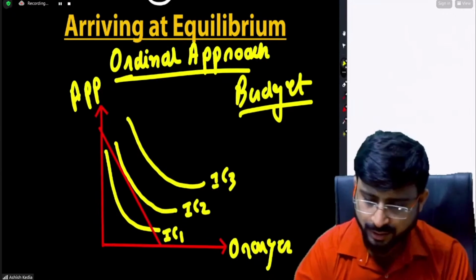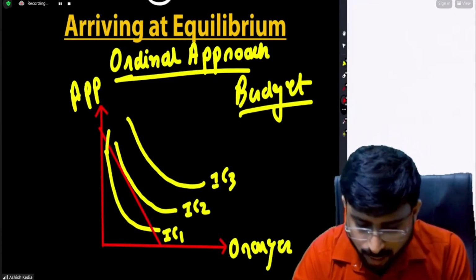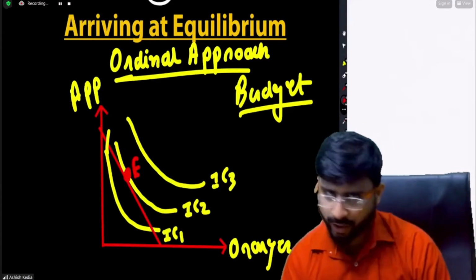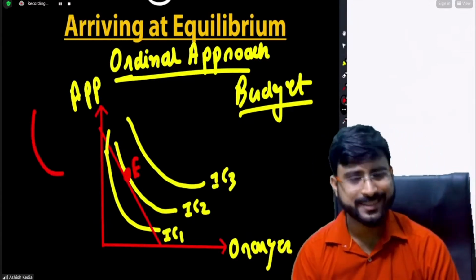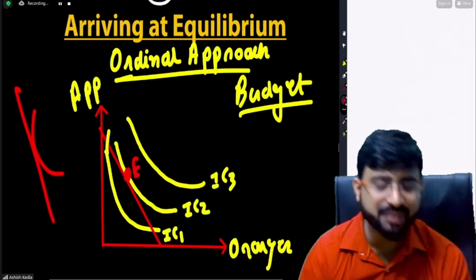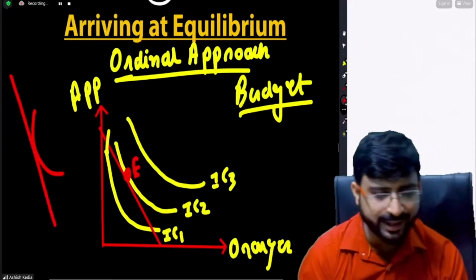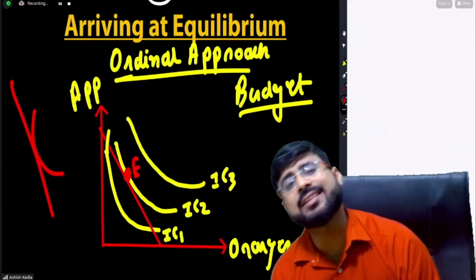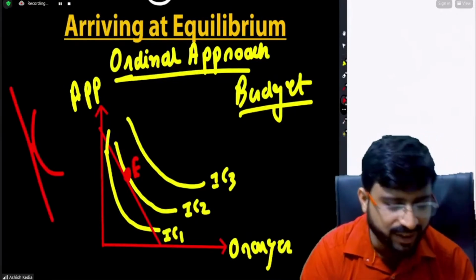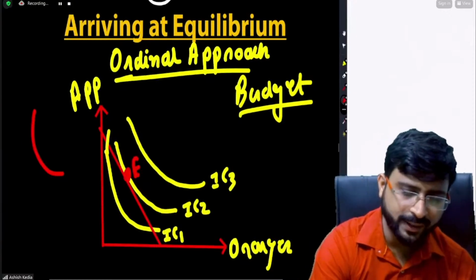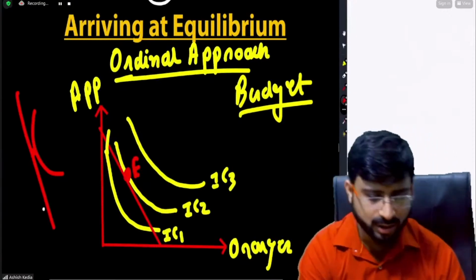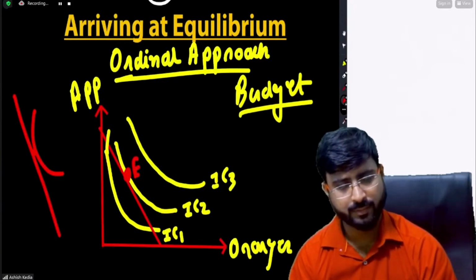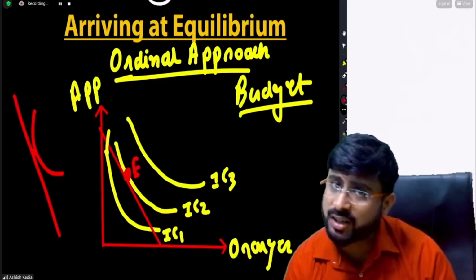Now see, obviously, you can see this point E that I have written, where the red budget line is tangent to the indifference curve. Sir, what does tangent mean? Suppose this is a curve. Tangent is a line that touches the curve externally at a single point, everyone.